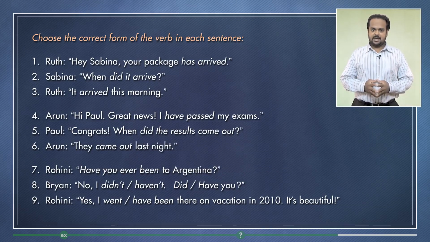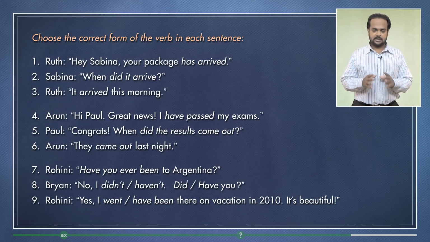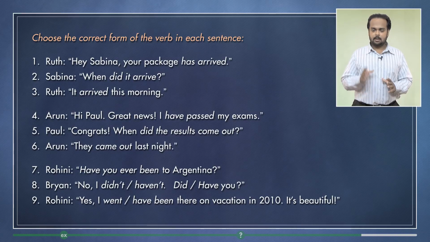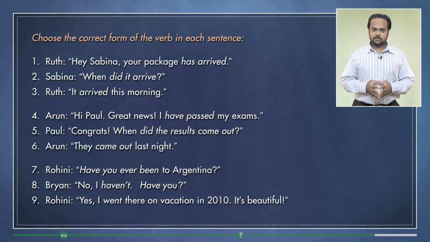Number 7 is, have you ever been to Argentina? Here we don't mention a time because the question asks about life experience. The time is not important. So it's like asking, in your life, have you ever visited Argentina? Been means visited here. Number 8 is, no, I haven't. Have you? And number 9, yes, I went there on vacation in 2010. Here we want the past simple because the time is mentioned, 2010.